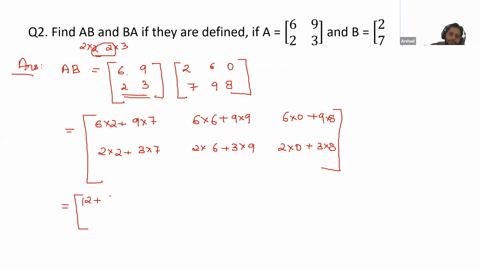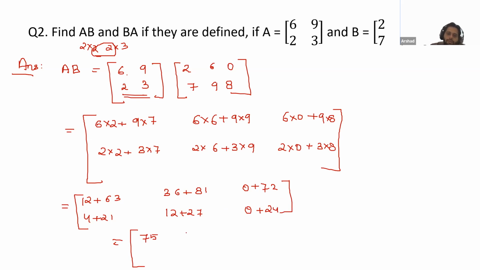Now what we do, we will multiply this. We will get 12 plus 63, 36 plus 81, 0 plus 72, 4 plus 21, 12 plus 27, 0 plus 24. This is equal to what? 75. This is 87 and 117. This is 72. This is 25. This is 39. And this is 24. This is the final answer. Please note down the steps. Then we will check the remaining questions.